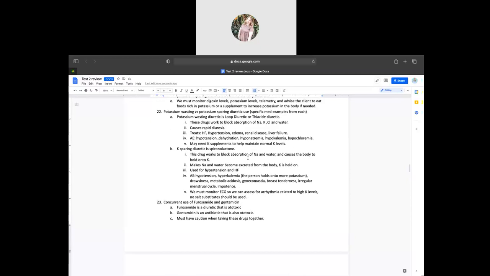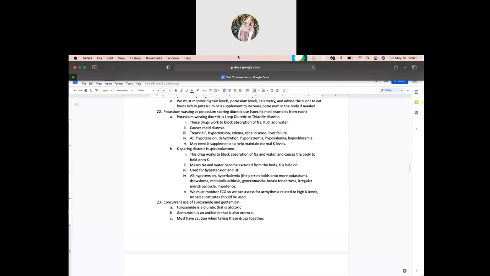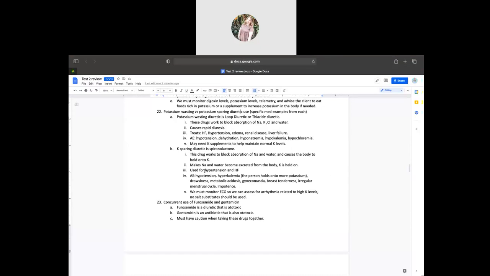Now we need to know about our K-sparing diuretics. So that medication is going to be medications like spironolactone. So spironolactone helps to block absorption of sodium and water, causing the body to hold on to potassium. It makes sodium and water become excreted from the body and holds on to potassium. So it's used for the same reasons, hypertension and heart failure. Some of our adverse effects are going to be hypotension, hyperkalemia, because the patient's holding on to more potassium, drowsiness, metabolic acidosis because of the high potassium, and gynecomastia, breast tenderness, irregular menstrual cycle, and impotence.